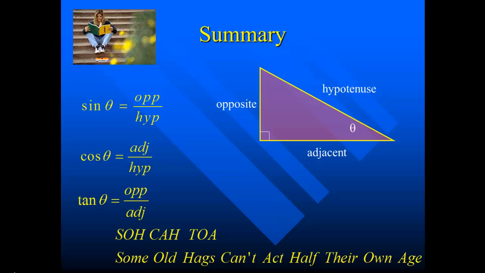Can you kindly pause the video and take these three ratios, including the diagram, down in your books? An easy way to remember these three ratios is to remember the abbreviation SOHCAHTOA. Sine is opposite over hypotenuse, cos adjacent over hypotenuse, and tan is opposite over adjacent. A way to remember this is: some old hags can't act half their own age.